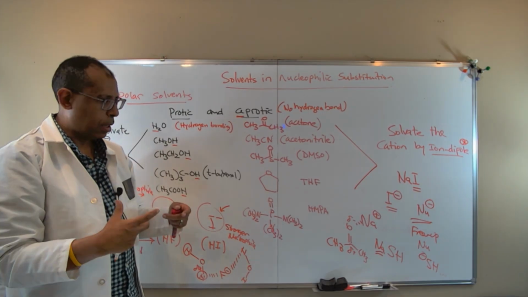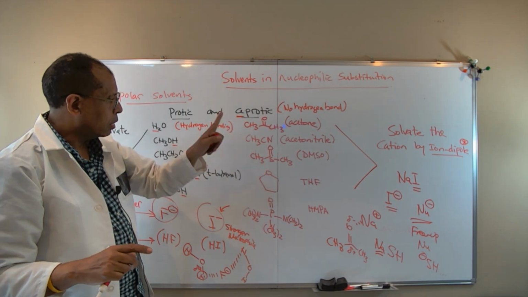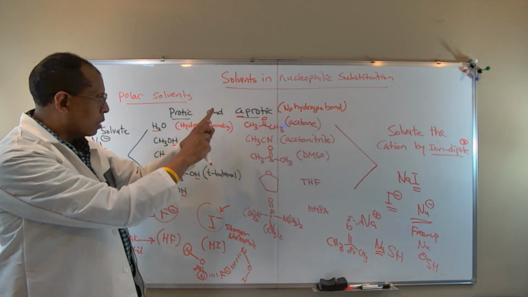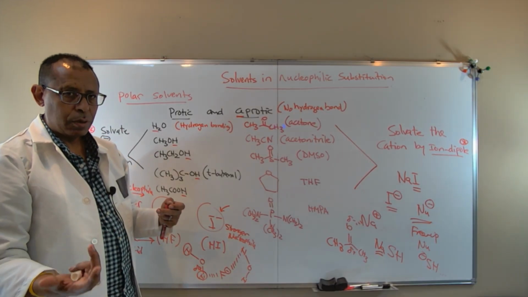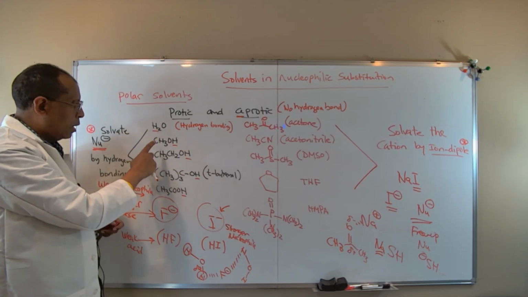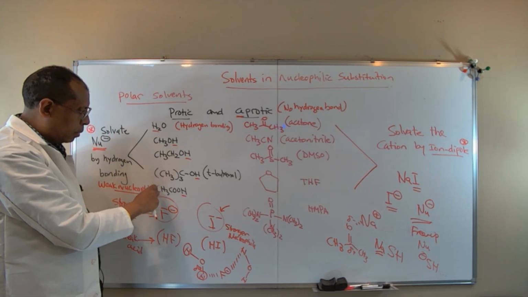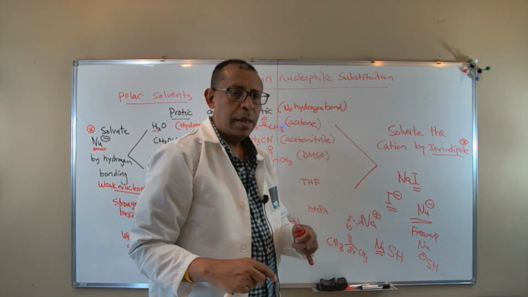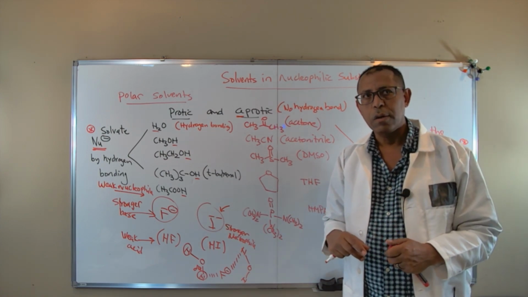So when you do exercises, make sure that you check what kind of solvent it is. Acetone, acetonitrile, DMSO, THF, hexamethylphosphoramide. These are all aprotic solvents. They don't have any hydrogen on them that can make hydrogen bonding. Here are the protic solvents. These are like water, methanol, alcohol, ethanol, alcohol, tert-butanol, alcohol, and acetic acid. These are all protic solvents that would diminish nucleophilicity of a more solvated nucleophile.